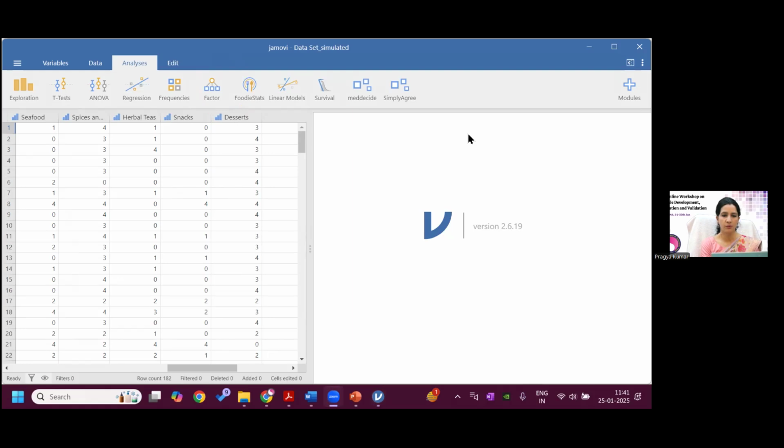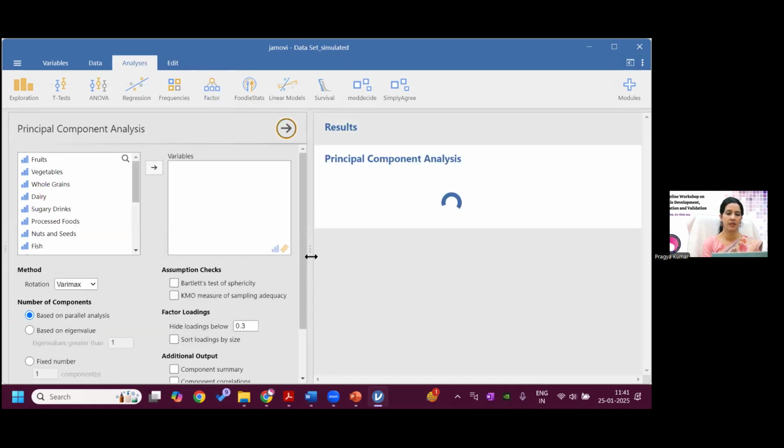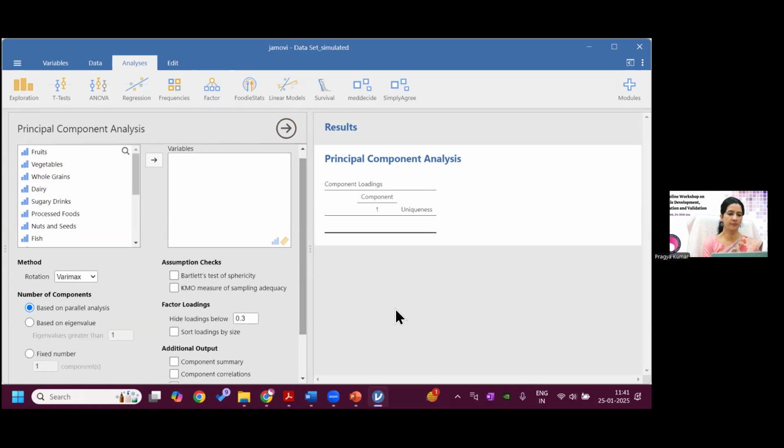So I'll go to this factor and there's an option of principal component. I'll click this principal component. Again, if you see here, I have not moved the variables, but the extraction method which you have seen earlier is not here. Here it is a rotation and the number of components. They have not used the term extraction. Why? Because we are not extracting the factors.